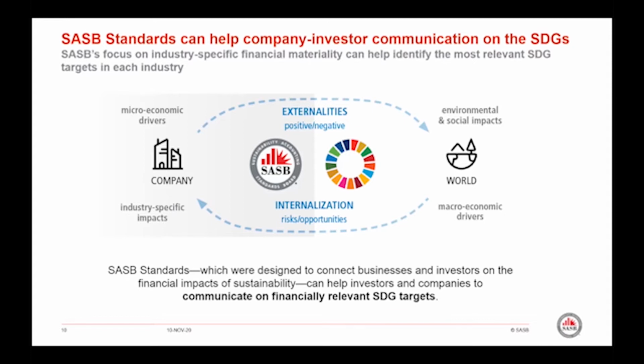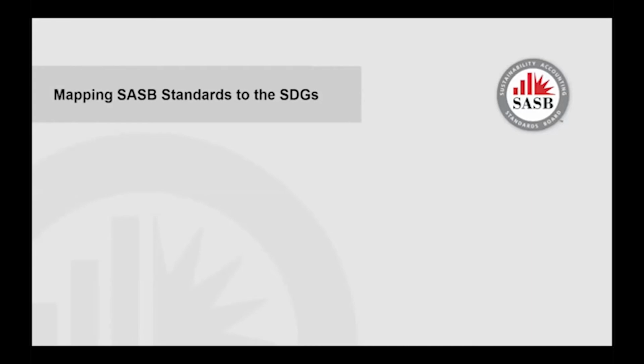SASB's industry guide to the SDGs, and of course its accompanying mapping results, seek to identify those SDG factors that are most likely related to a company's ability to create value over the long term and also improve company investor communications on the financially relevant SDG targets. So with that in mind, let's jump into the work that we did to map the SASB standards to the SDGs. And I'll start briefly with this slide here.